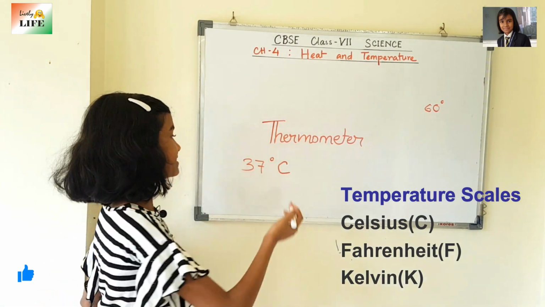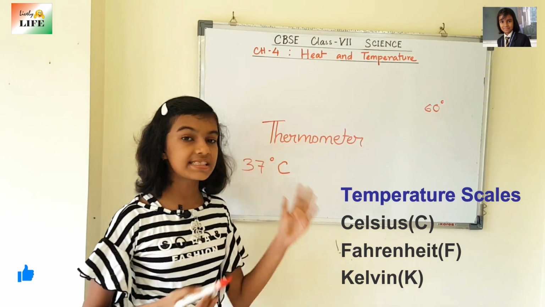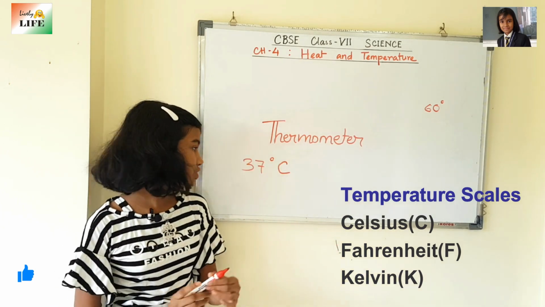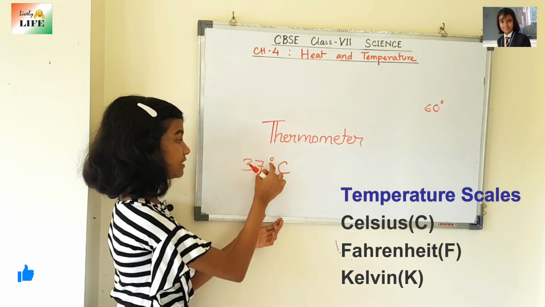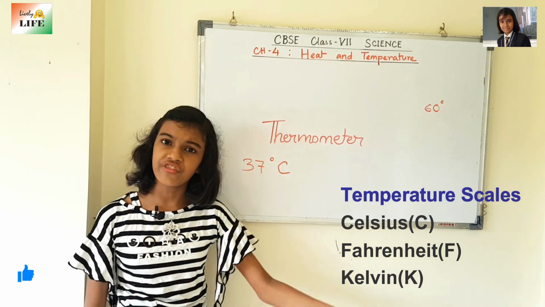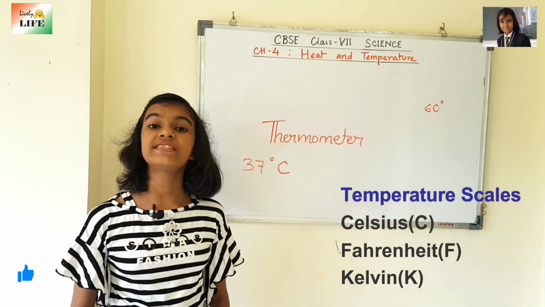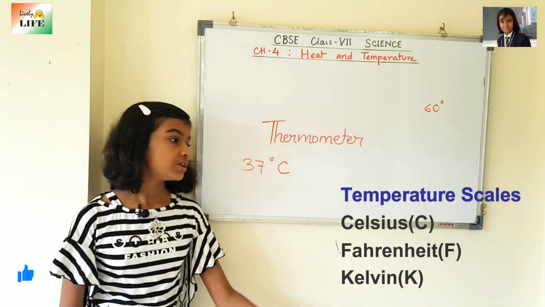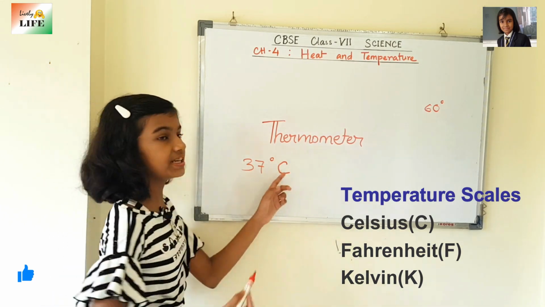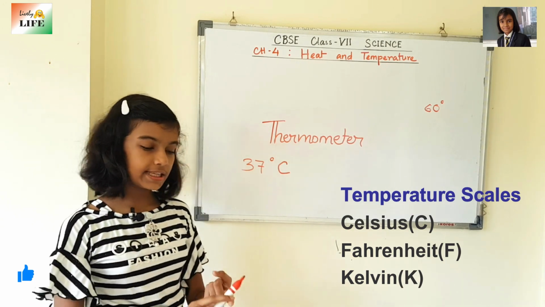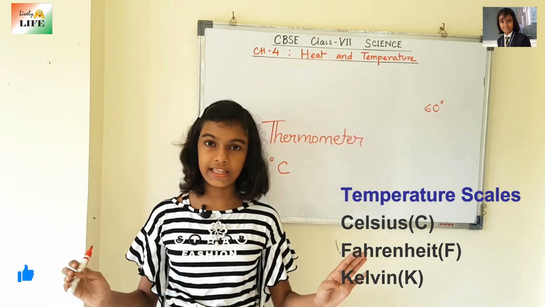My temperature is 37 degree Celsius. How do we write temperature? We write the numeral, then degree, and then Celsius, Fahrenheit or Kelvin. The Fahrenheit symbol is F and the Kelvin symbol is K. So we write it as 37 degree Celsius. This was the Celsius scale, Fahrenheit scale and Kelvin scale.